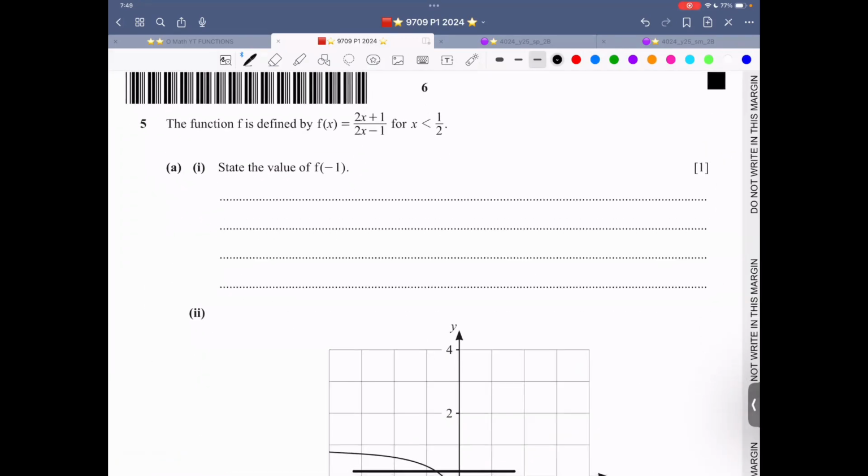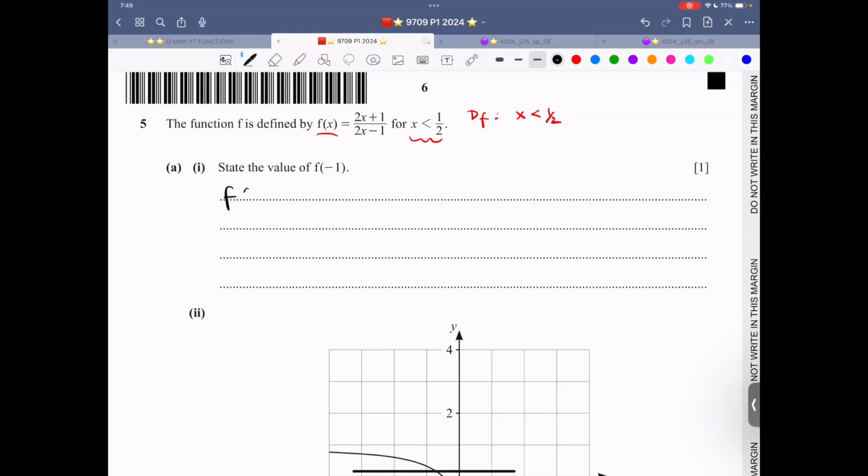So functions came early on. It was a straightforward question, except for maybe one part. Now it says the function f is defined by f(x) as such and such, x is lesser than half. So let me highlight this. That is the domain. This is the domain of f, that is x is lesser than half. And this f(x) is over here. State the value of f of minus 1. I don't know why they are asking this particular value.